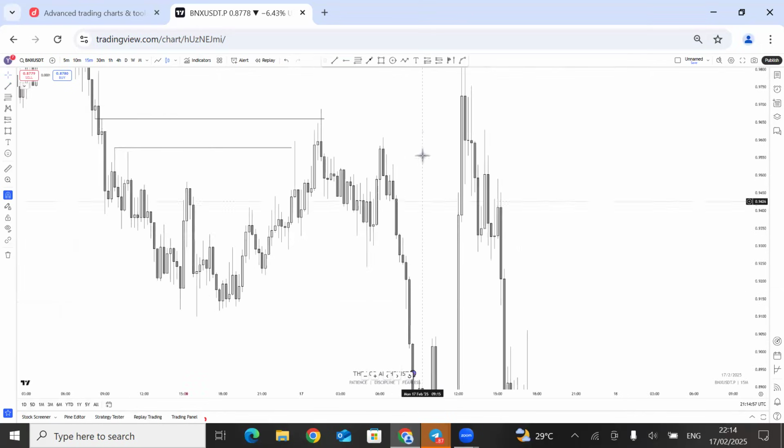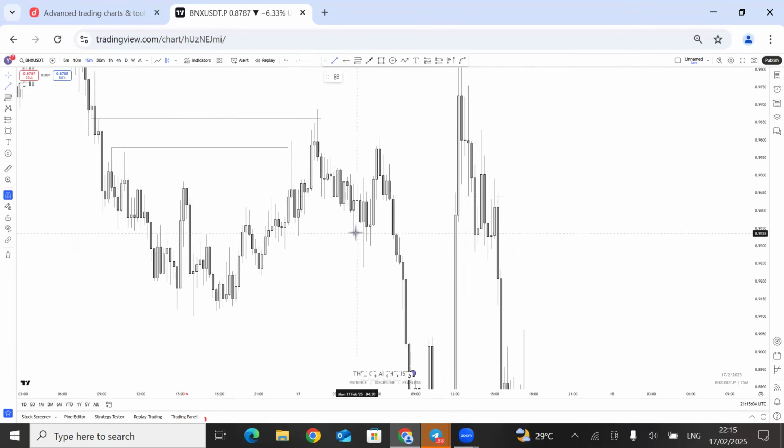We had to sell, but now there's another confirmation. I'll also do a video on this. After price has come into your POI and starts going down, you don't enter yet. Wait for a break of structure to the downside. That's like an added confirmation to your entries.